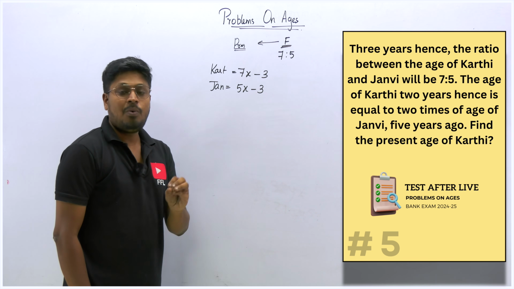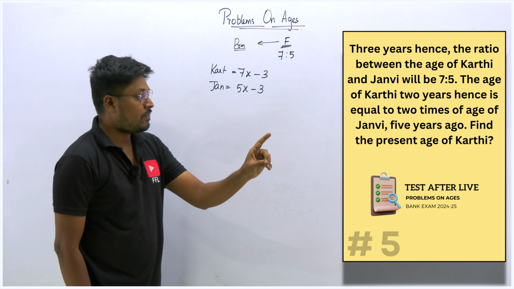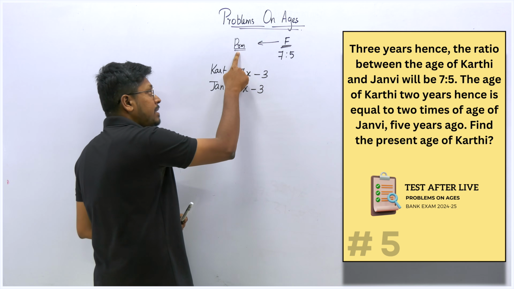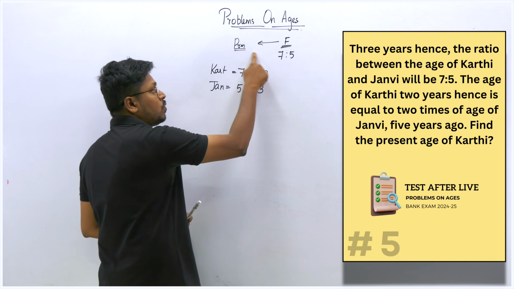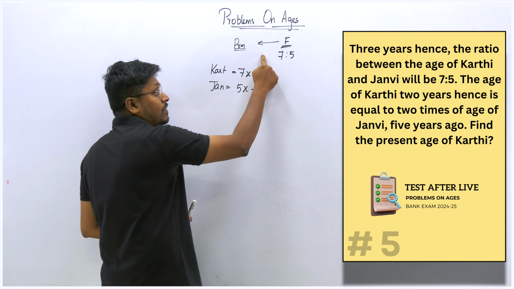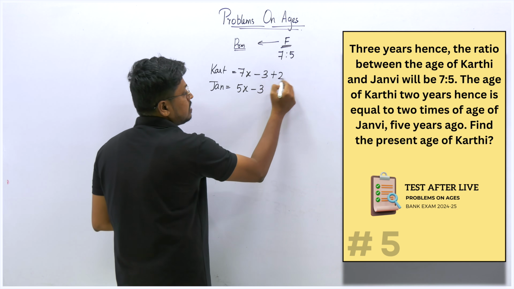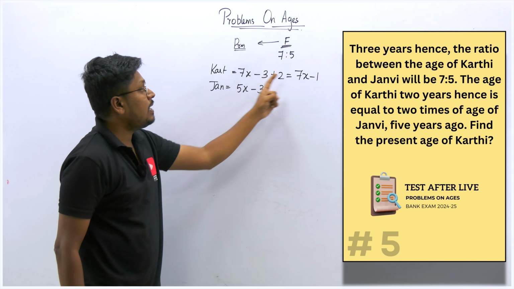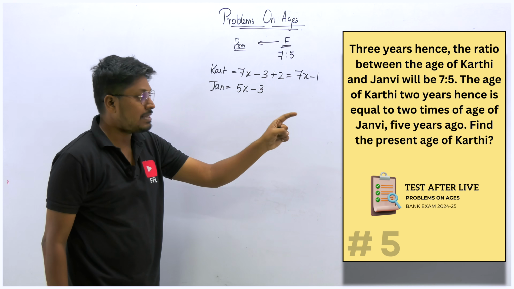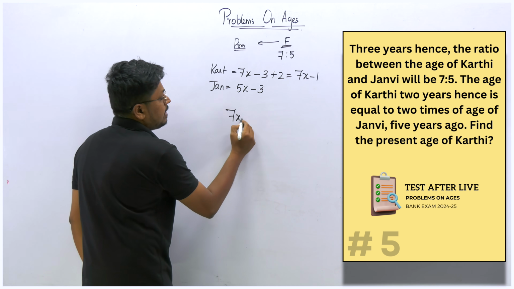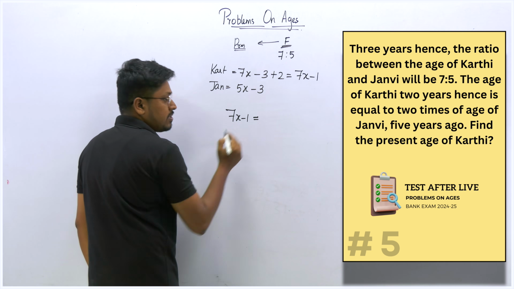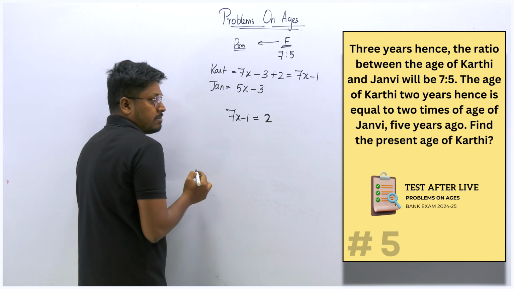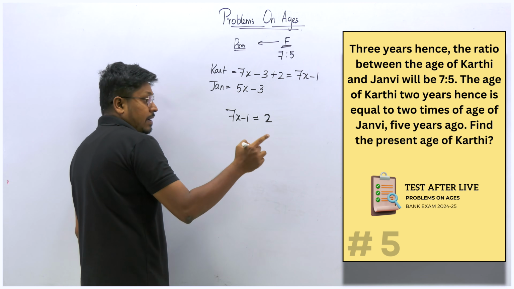Now what the question says: the age of Karthi 2 years hence. From the present, the age of Karthi 2 years hence, so again, add 2 years. Now Karthi's age will be 7x minus 1. So Karthi's age after 2 years, 7x minus 1, is equal to 2 times the age of Jahnavi 5 years ago. You have to multiply it by 2.